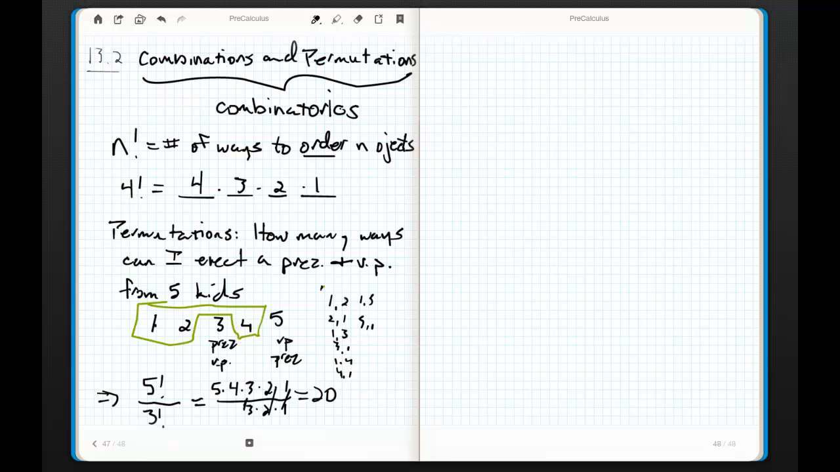1 is pres, 2 is VP. 2 is pres, 1 is VP. And then go with 2: 2, 3, 3, 2, 2, 4, 4, 2, 2, 5, 5, 2, etc., until we picked up all 20 of these. But what I want you to notice is the numerical way that this happens.